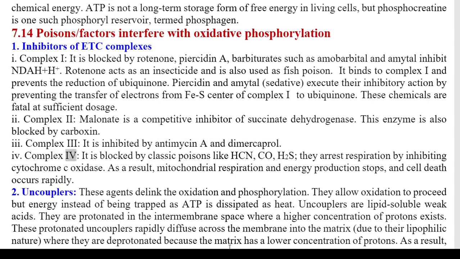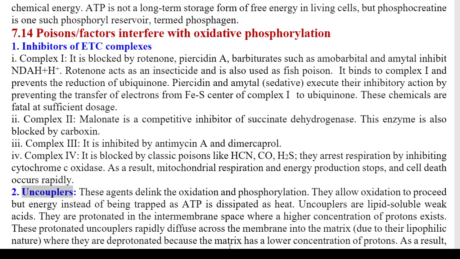4. Complex IV: it is blocked by classic poisons like HCN, CO, and H2S. They arrest respiration by inhibiting cytochrome C oxidase. As a result, mitochondrial respiration and energy production stops, and cell death occurs rapidly.